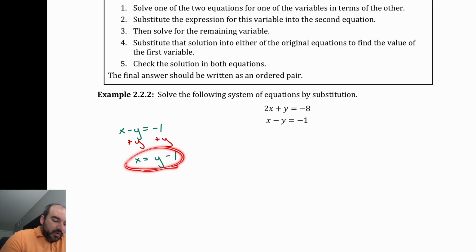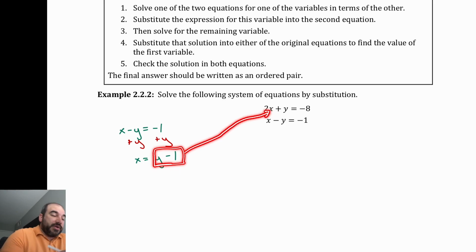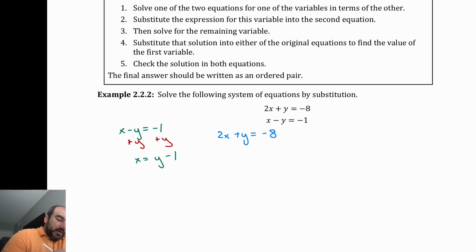And now I have my tool. I have my equality that tells me what x is equal to in terms of y, right? So I know what x is now, kind of. I know it in terms of y. What we can do is we can take this y minus 1 and we can substitute it into the other equation. So now we jump over to 2x plus y equals negative 8. And we're going to take this y minus 1 and we're going to plug it in for the x in the other equation because that's what x is. x is y minus 1, so I can replace x with y minus 1.